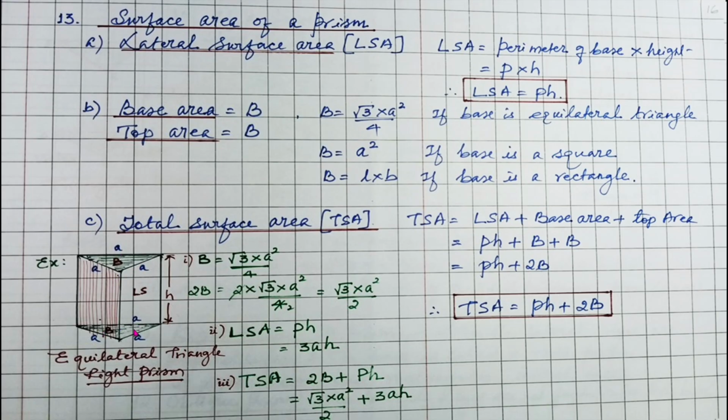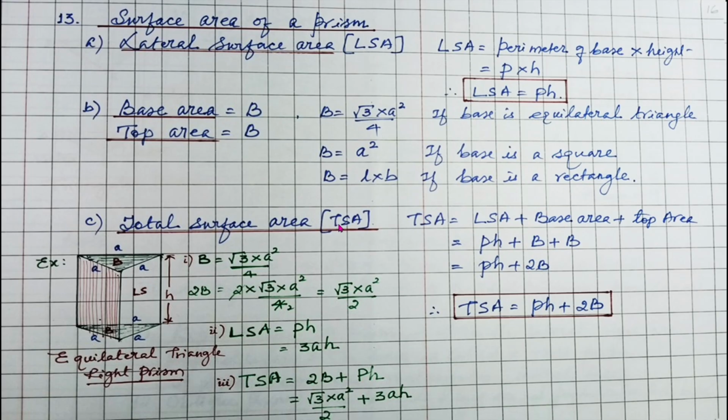Now the question is, what is B here? B depends upon the polygonal base. If the polygonal base is an equilateral triangle, then B is equal to root 3 a square by 4. If the polygonal base is a square, then B is equal to a square. If the polygonal base is a rectangle, then we take the product of the length and breadth of the rectangle. That gives you B, and the total base areas will be 2B.